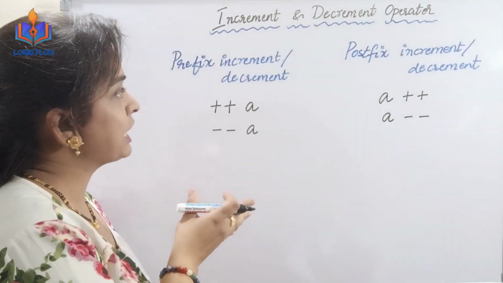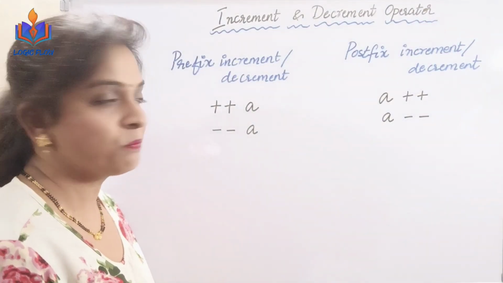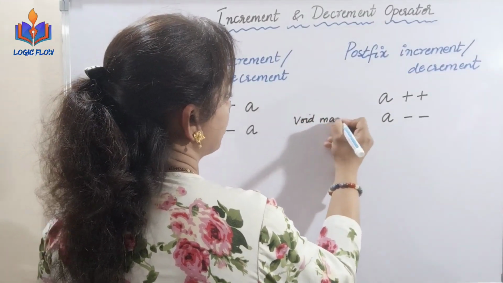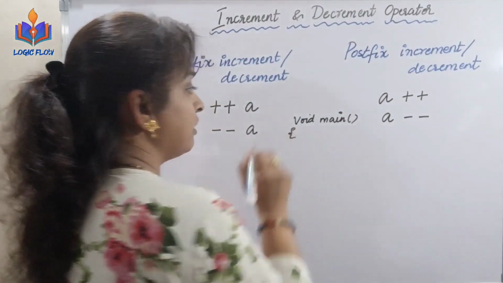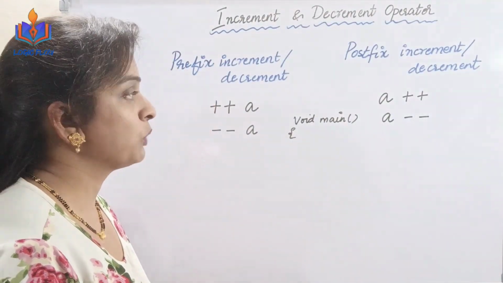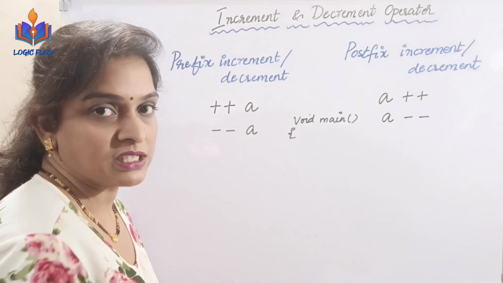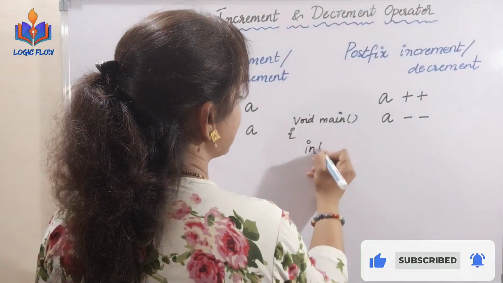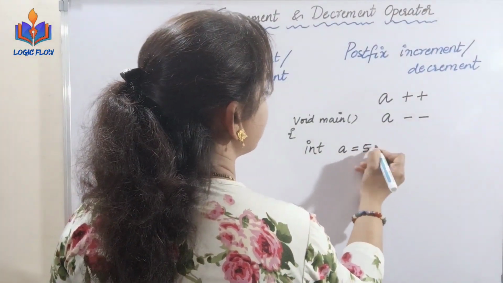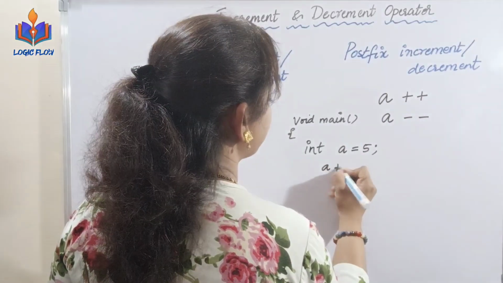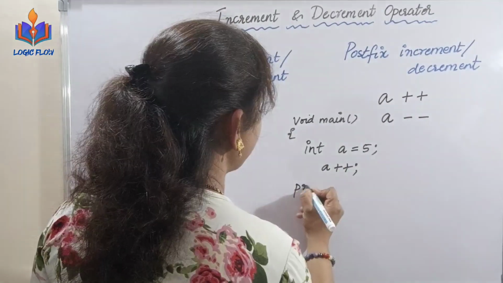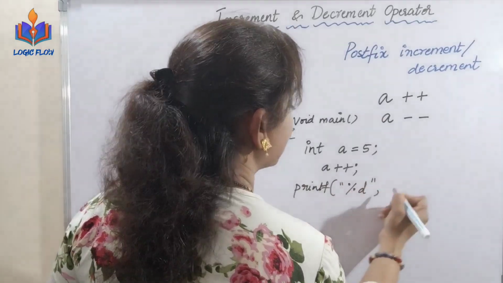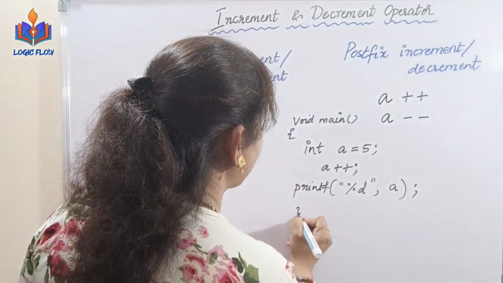So let me explain these operators with proper examples now. Let me write a small program, void main. I am not writing all the hash includes. You can just do a dry run of this program, and you can execute it with the hash includes for stdio.h and conio.h. I am just having a variable: int a equal to 5. Then I say a plus plus. Then I say printf, print the value of a. So let me do a dry run of this program.